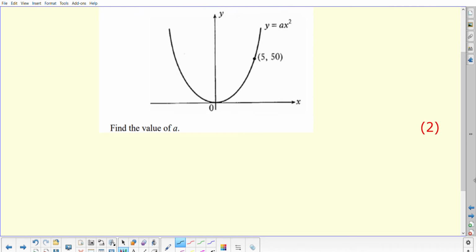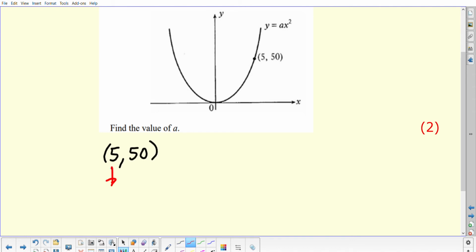So you can clearly see you've got this graph here, y equals ax squared, a quadratic graph. You can see that there is a point (5, 50) on that graph, but we want to know what the value of the multiplier of the x squared is, so that a is what we're going to be looking for. So what you do is you use your (5, 50) to help you work out that.